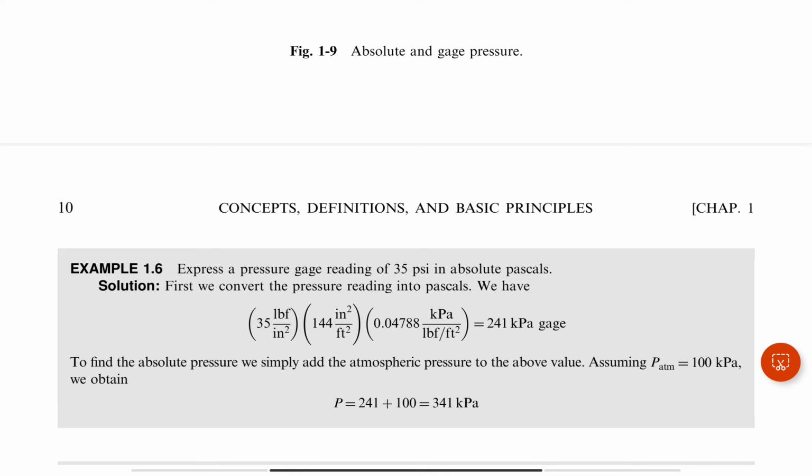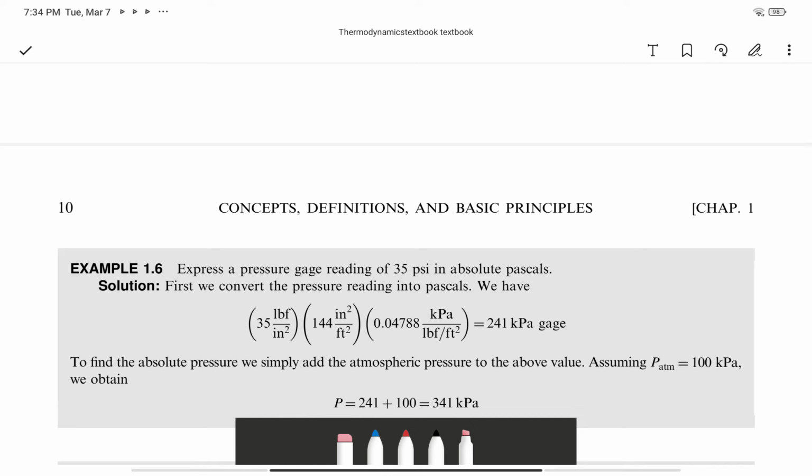So we have here an example problem. Express the pressure gauge reading of 35 psi. So you have a gauge reading of 35 psi in absolute pascals. So we are going to express the gauge pressure to absolute pascals. PSI, Pascal, or Pa, or Newton per meter square.